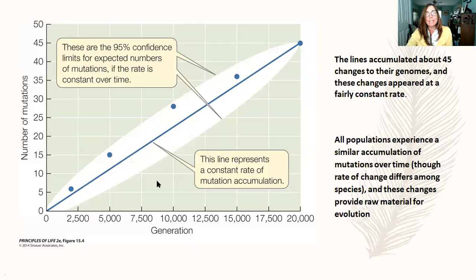And the point of this slide was just to show you that in all kinds of different populations, you experience an accumulation of mutations within the population over time. And that's important to the evolutionary theory, because it's these mutations that lead to variations, which give the raw material for evolutionary change as it's defined in this chapter.